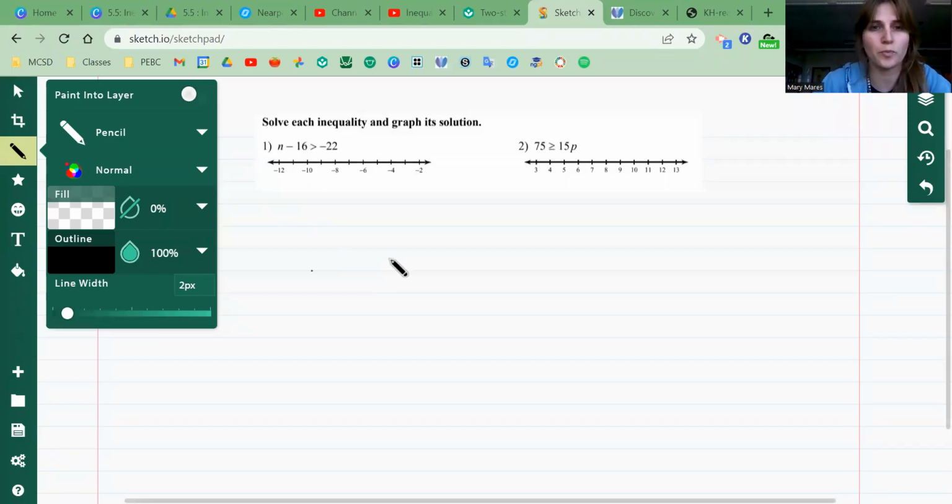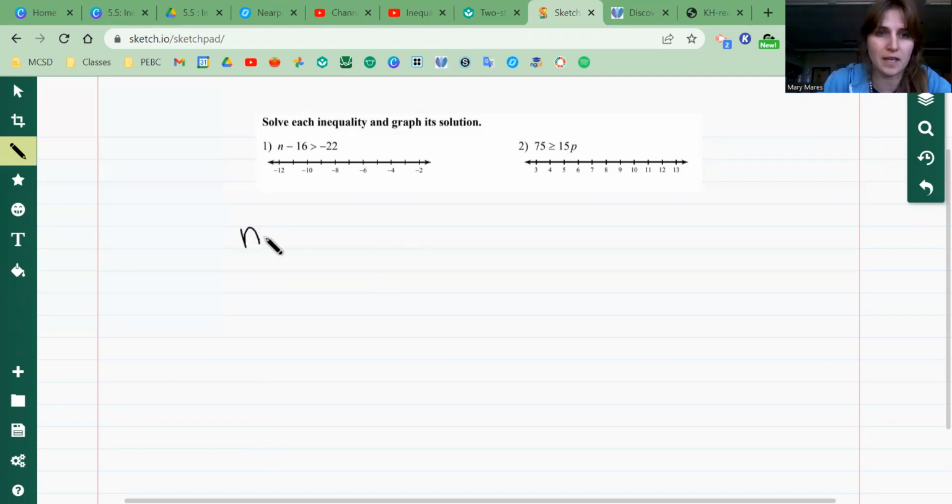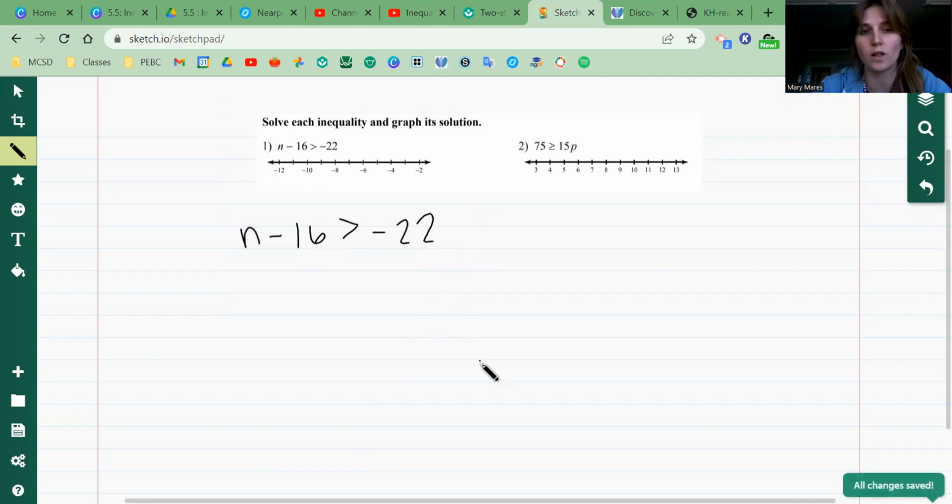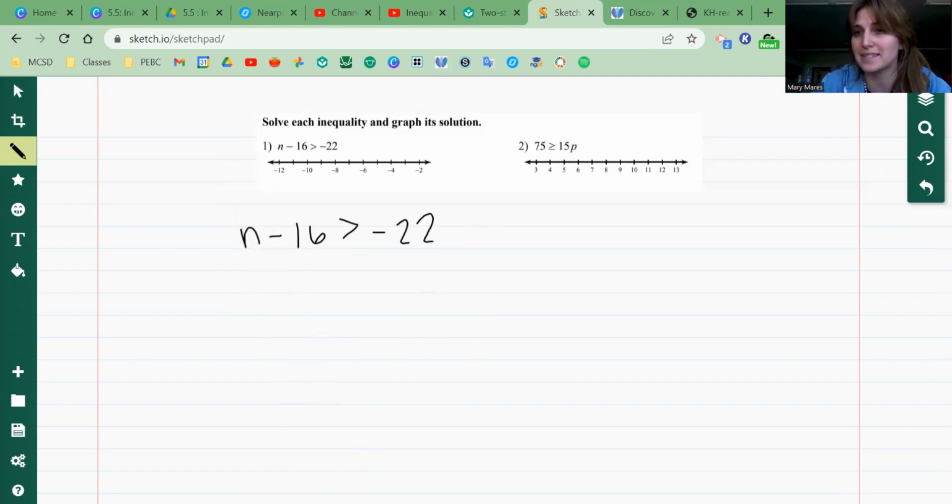All right, we're going to practice solving one variable inequalities and graphing the solution. So in this first example, I have n minus 16 is greater than negative 22. So I'm trying to solve this inequality. That means I'm trying to get the variable all by itself. My variable in this case is n. I'm trying to get n all by itself.